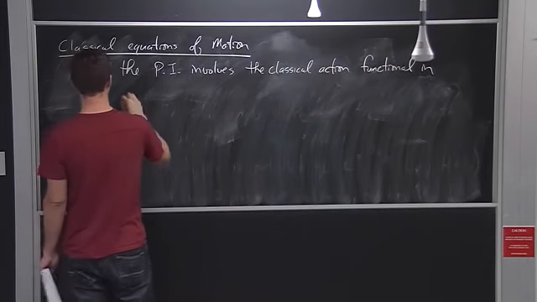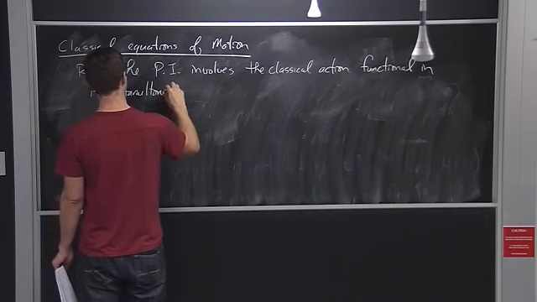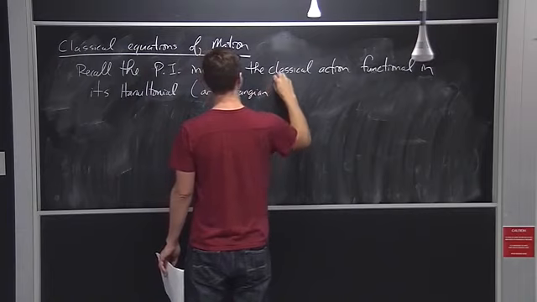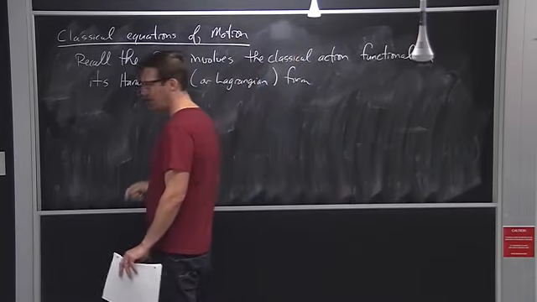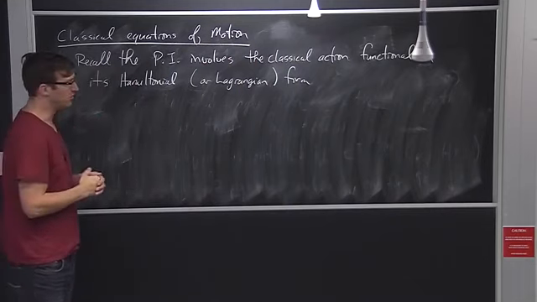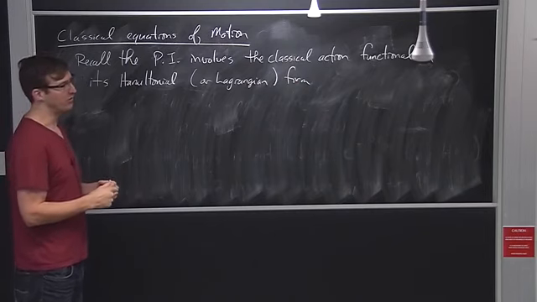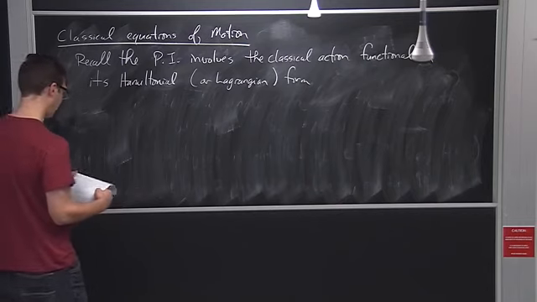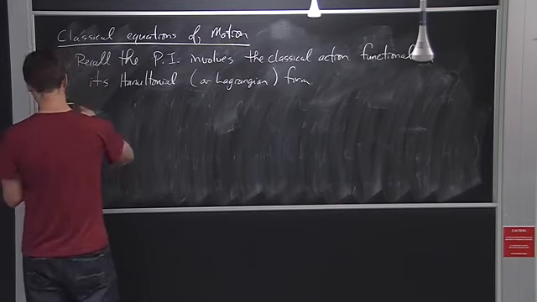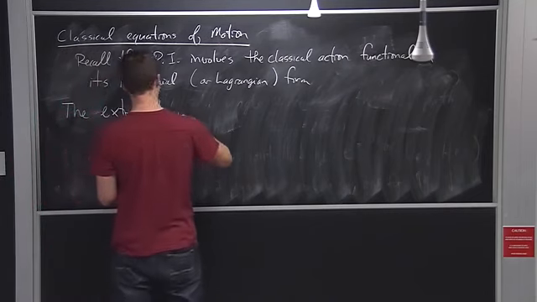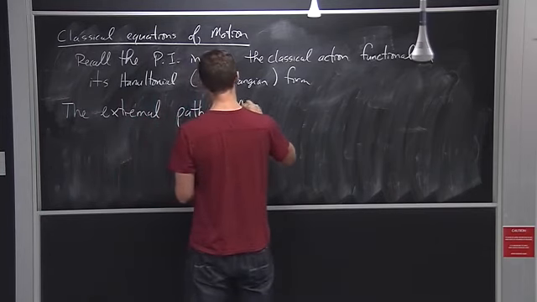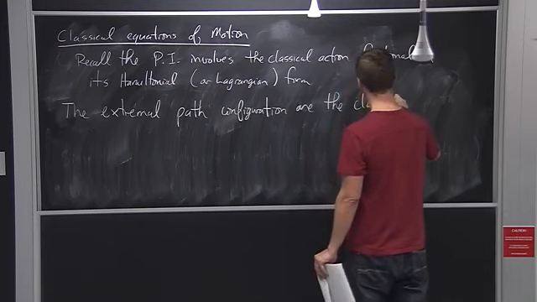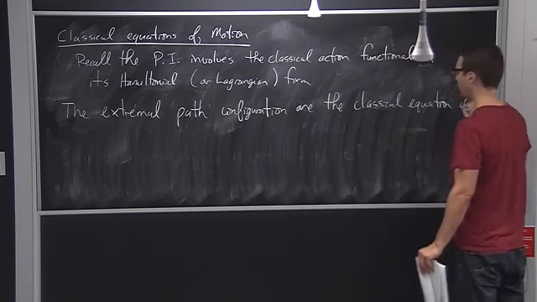Let's work with the Hamiltonian form, but you could also write some path integrals in the Lagrangian form. The difference between the Hamiltonian and Lagrangian form in the single particle path integral was that we were successful in performing a Gaussian integral over exactly the Berry phase. So it's kind of taking the Berry phase and making it classical. The extremal path configurations, like I said at the start of the class, give the classical equations of motion.